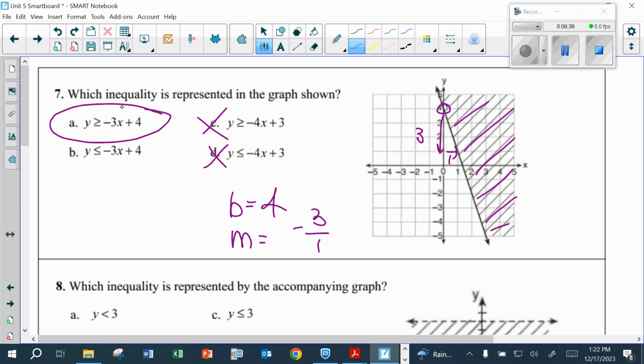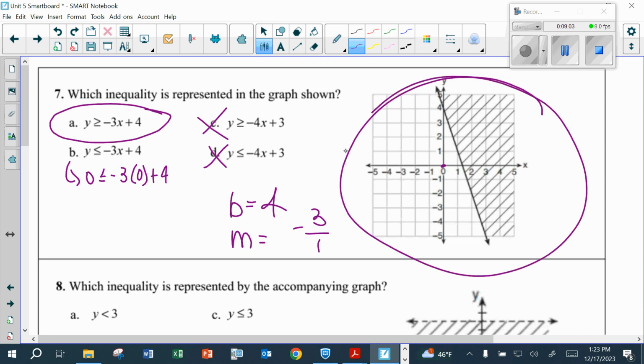Now the other thing you can do is note that 0, 0 is not a solution. These problems get kind of confusing for people. 0, 0 isn't a solution. So if you weren't sure which to pick of A and B, plug in 0, 0. So say we plug in 0, 0 to B. If 0, 0 works, then that's not your answer, because in this graph, 0, 0 is not a solution.